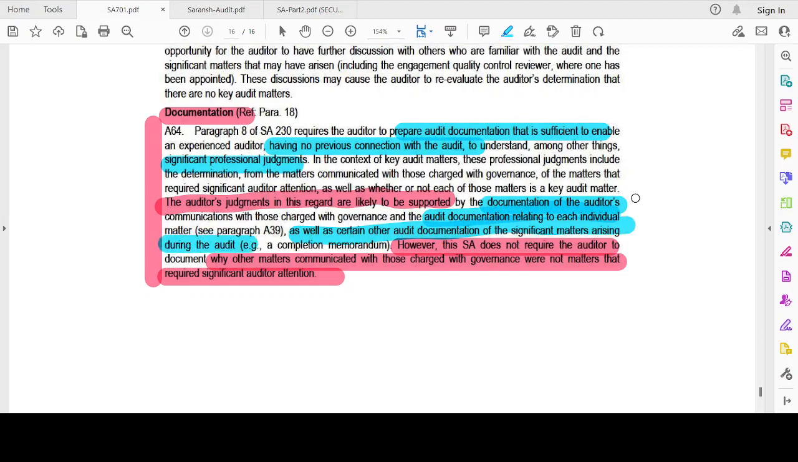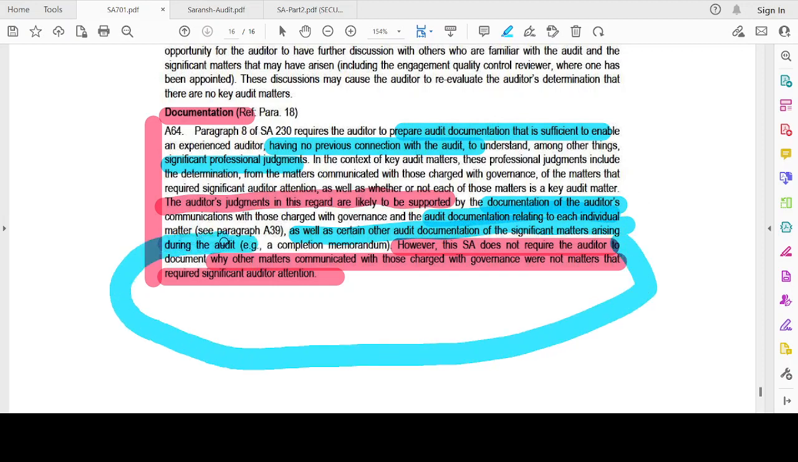However, SA 701 does not require the auditor to document why the matters communicated with those charged with governance were not the matters that require significant audit attention. It does not require documenting why other matters are not key audit matters. For the matters that are, yes, you have to document. For the others, no, you need not document. That's not given in the standard.